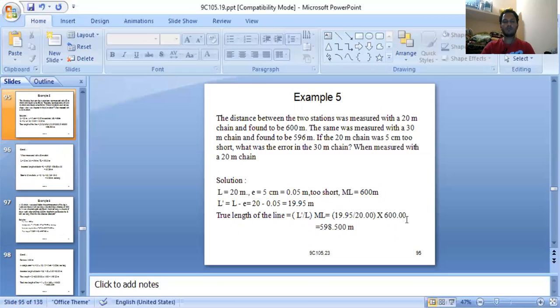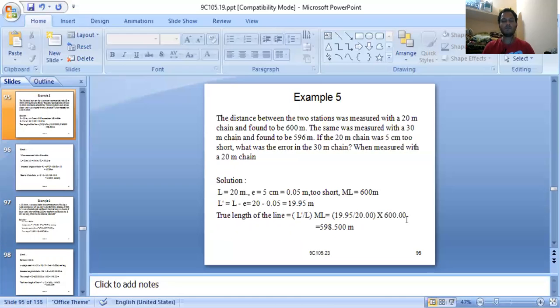And we have another problem. The distance between two stations was measured with the 20-meter chain and found to be 600 meters. The same was measured with 30-meter chain and found to be 596 meters. The 20-meter chain was 5 centimeters too short. What was the error in 30-meter chain when measured with a 20-meter chain?